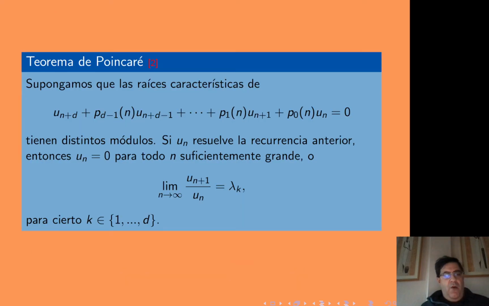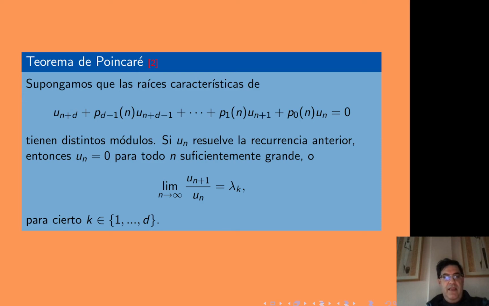All right, so the theorem we are going to use in order to obtain the behavior at infinity of A_n, B_n, and R_n, or S_n, is the Poincaré theorem. So this result tells you the following. You give me a difference equation like this, of order d plus 1, and suppose that you have different moduli of the roots.